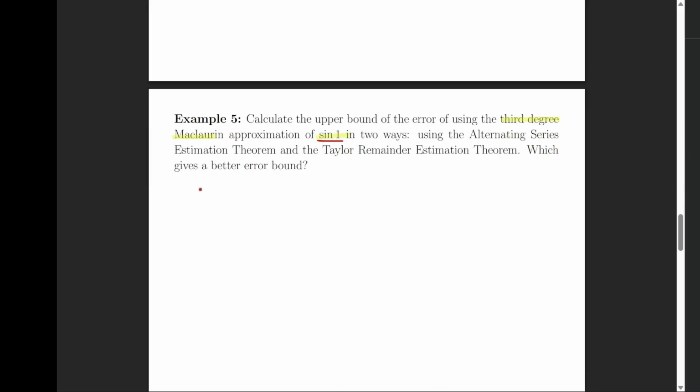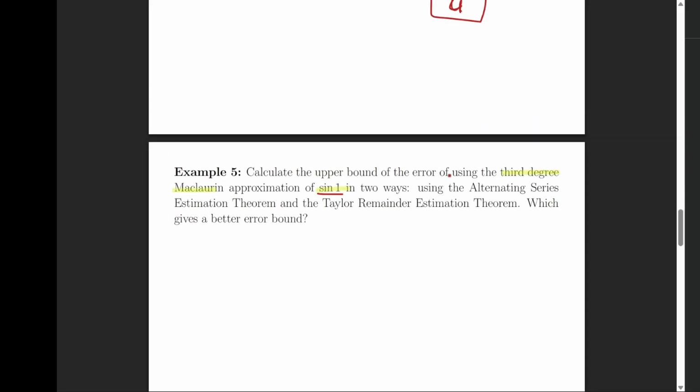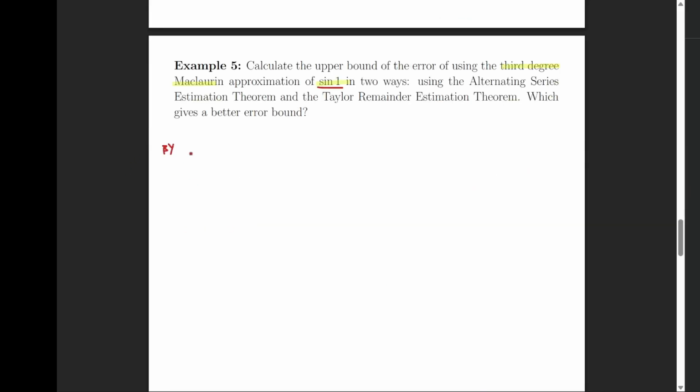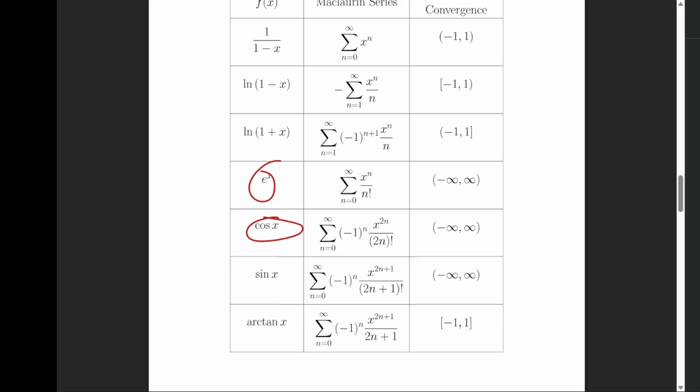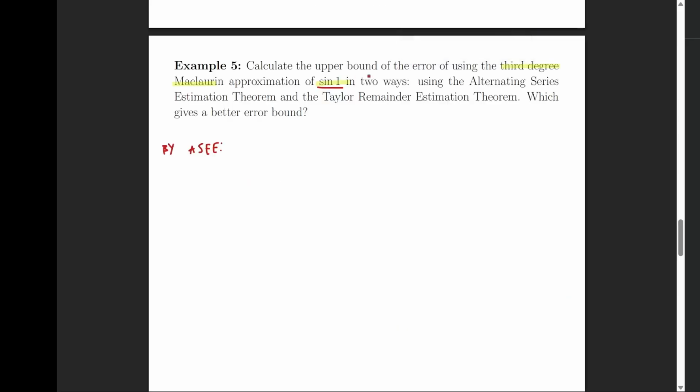Well, looking at the thing, we don't need this for the first one, so I won't say it. Okay. So sine 1, right? So that's basically like sine x, right? I should probably erase this. So that's basically like this, right? So we could just use this. Let's see if I remember it.